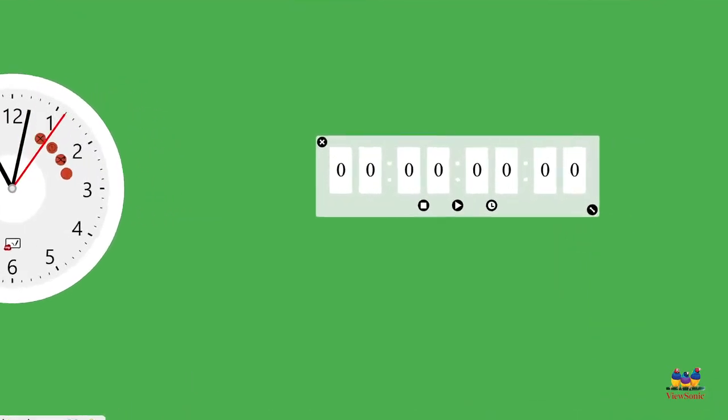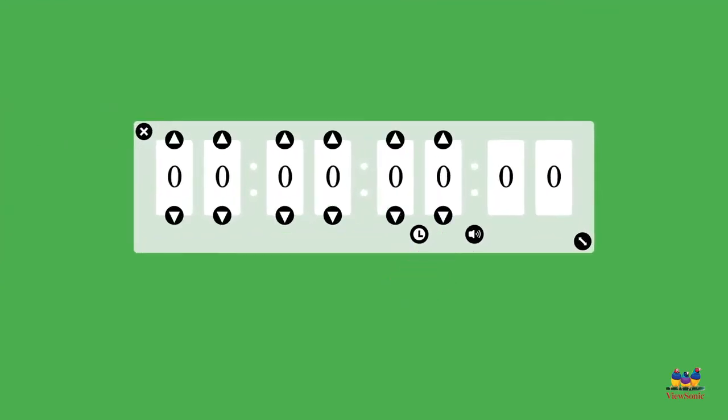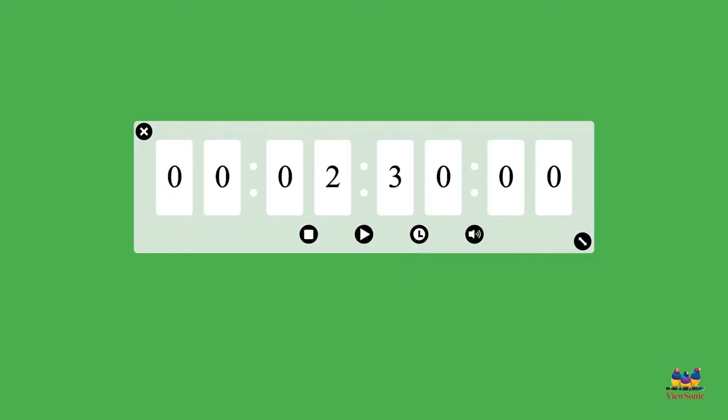Now, to set up our timer, we're going to want to click on the clock icon there. To add minutes, seconds, or hours, just click the up and down arrows. When you're finished, you're going to press the clock icon again to set that timer.